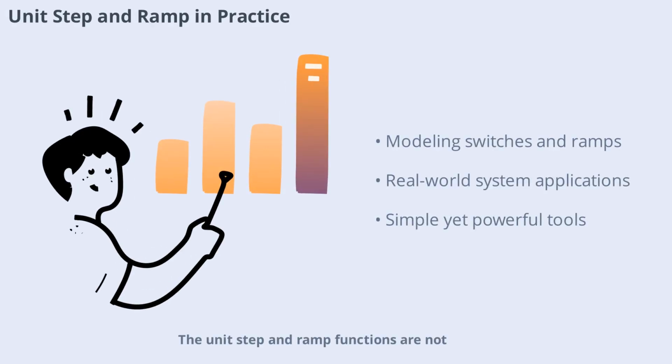Unit step and ramp functions are not just theoretical, they're used in real-world systems to model switches, ramps, and other behaviors. For example, a system that turns on at a specific time can be modeled with a unit step, while a system that ramps up gradually uses the ramp function. These simple models help engineers design and analyze complex systems.